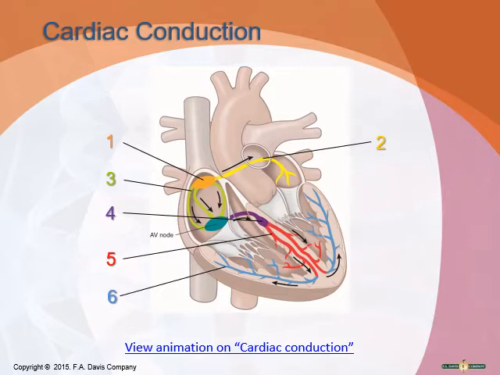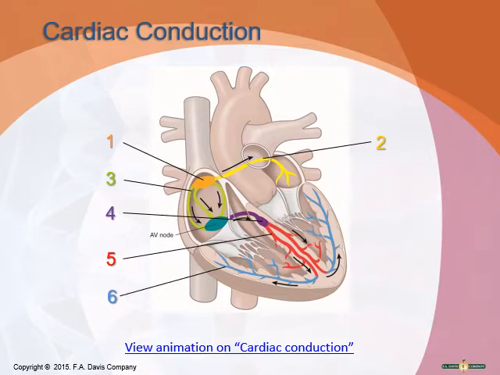Step 4. The impulse will pass through the AV node and then pick up speed again. Next, it travels down the bundle of His, or the AV bundle. Step 5. The AV bundle branches into a right and a left bundle branch, which are also pacemaker cells, and the impulse travels in this direction.